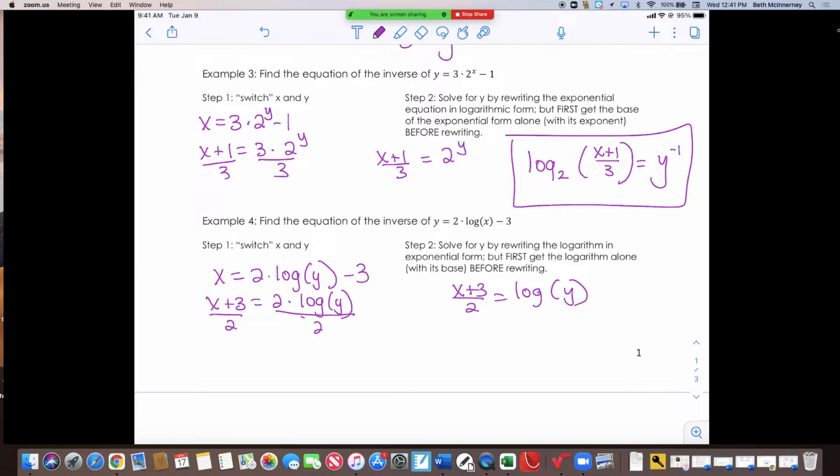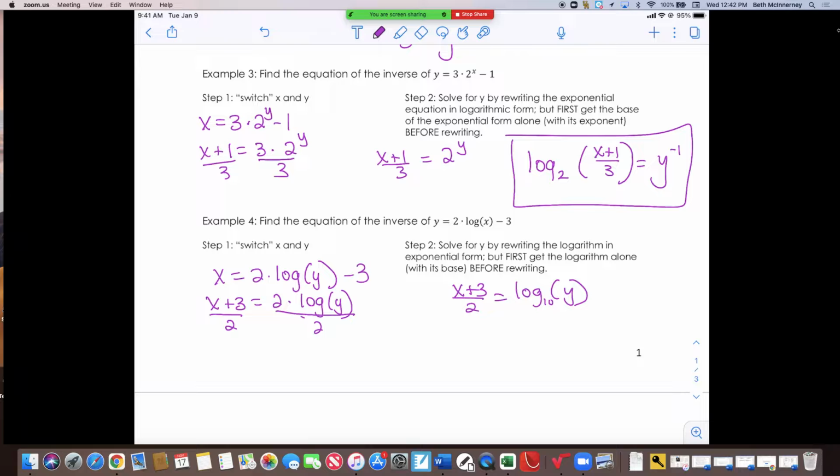Before I continue, I need to remind you of something we did a few days ago. When I see LOG with no base, what's the implied base? 10, okay? That's called the common log. If it helps you, let's put the little 10 in. If you don't need it and you remember it, then don't do it. You do whatever you need.